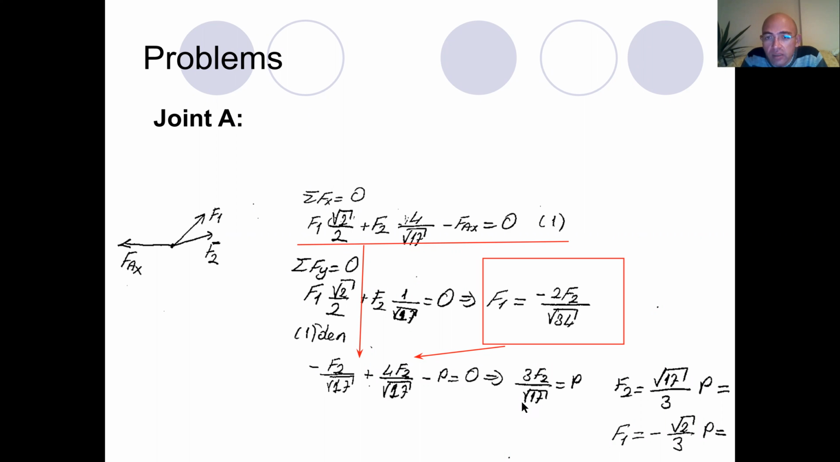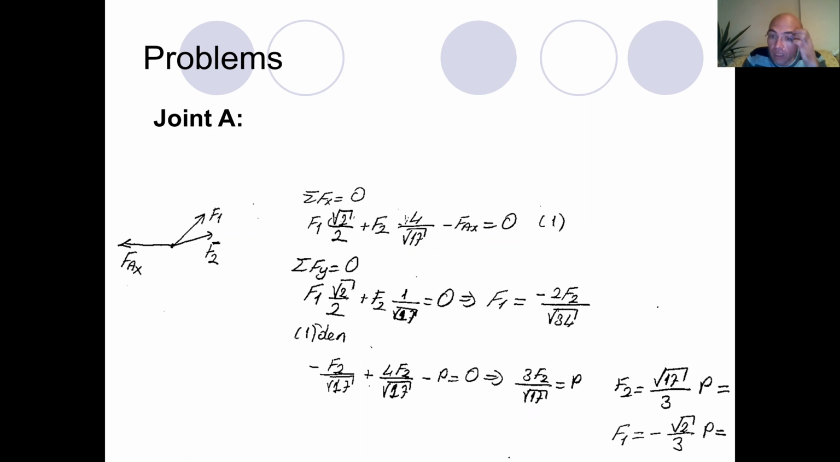Okay, so F1 is minus square root of 2 divided by 3 P. So these are the equation values for F1 and F2. Now I find the forces in F1 and F2 by means of P. Certainly I can easily say that F2 is tension and F1 is compression because it's negative.